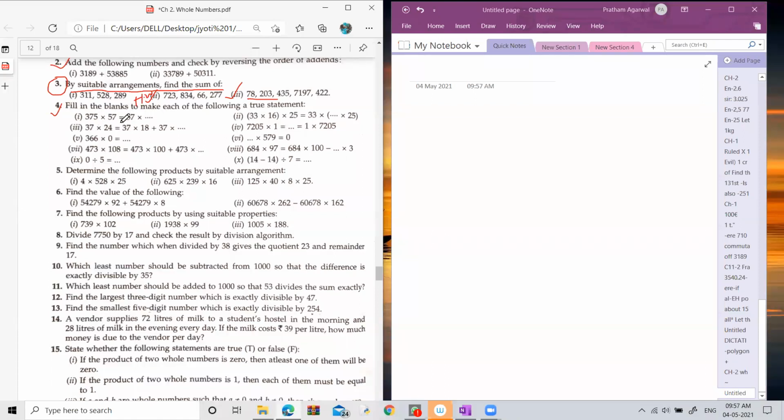There is an equals to sign, and on the left hand side of equals to there are two numbers, 375 with 57. When you multiply these two numbers, what do you have to write here in the blank space?